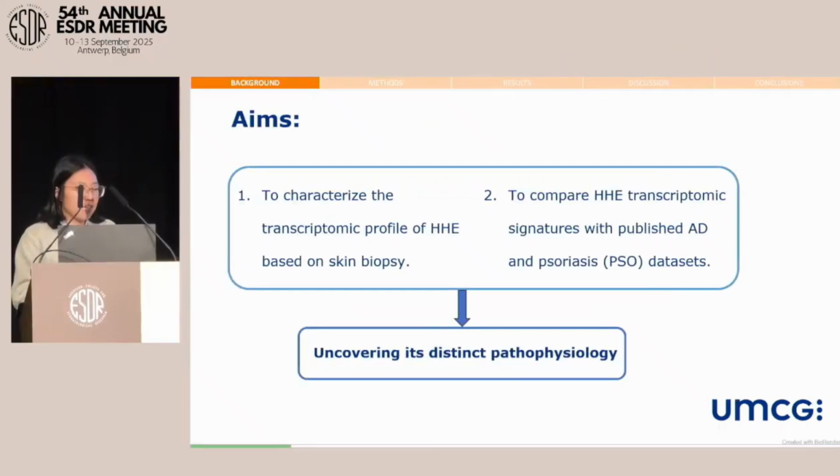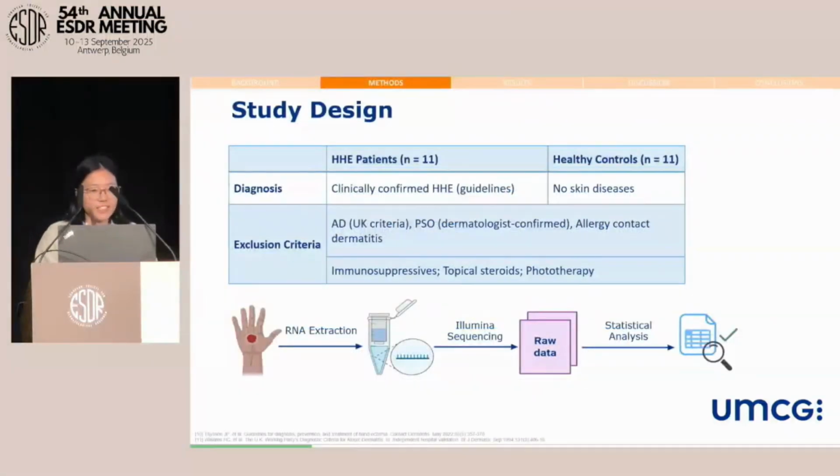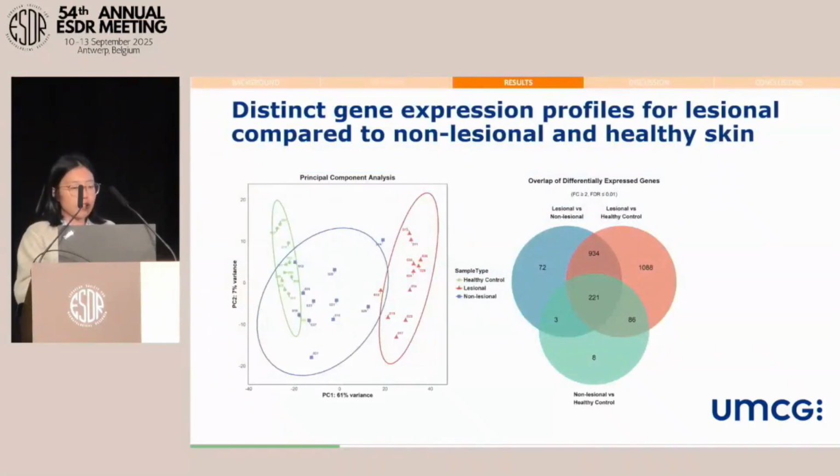So the aim of our study is to characterize the transcriptomic profile of hyperkeratotic hand eczema based on skin biopsies and to compare it with atopic dermatitis and psoriasis using public datasets in order to uncover its distinct pathophysiology. We collected lesional and non-lesional skin biopsies from 11 hyperkeratotic hand eczema patients, and central palm skin biopsies from 11 healthy controls, and then performed RNA sequencing and statistical analysis. So now we look at the results.